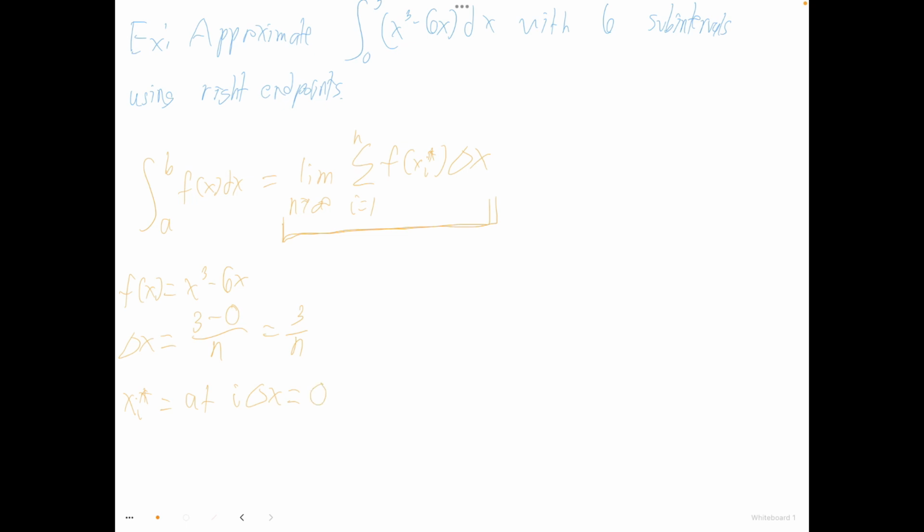a in this case is 0. i is obviously i, and then we just found delta x is 3 over n. So we're going to have 3i over n. Okay, so x sub i is 3i over n.